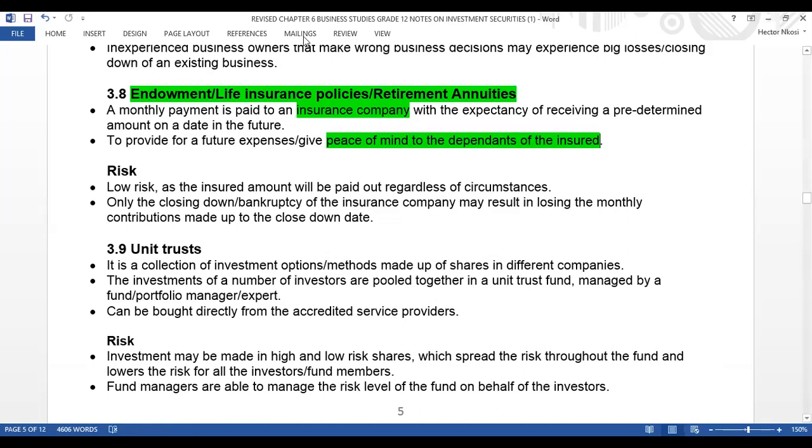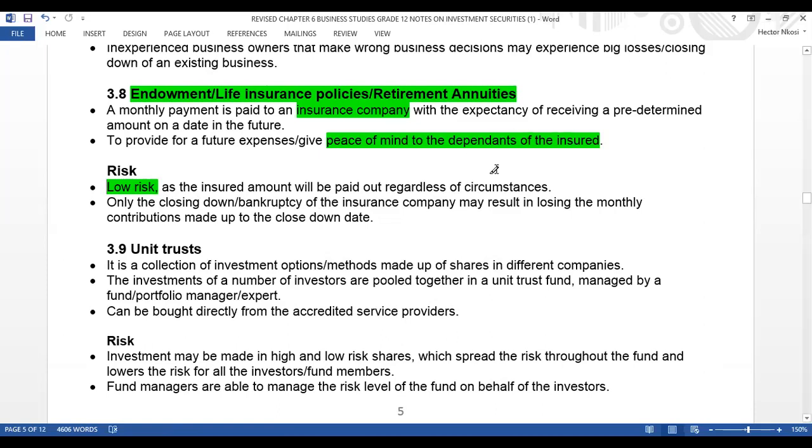Now, what is the risk? Let's see how big the risk is when it comes to life insurance or retirement policies or annuities or endowment. There's a low risk, very important. The risk is low, as the insured amount will be paid out regardless of the circumstance. So you know that the insured amount will be paid if you just met their terms and conditions.